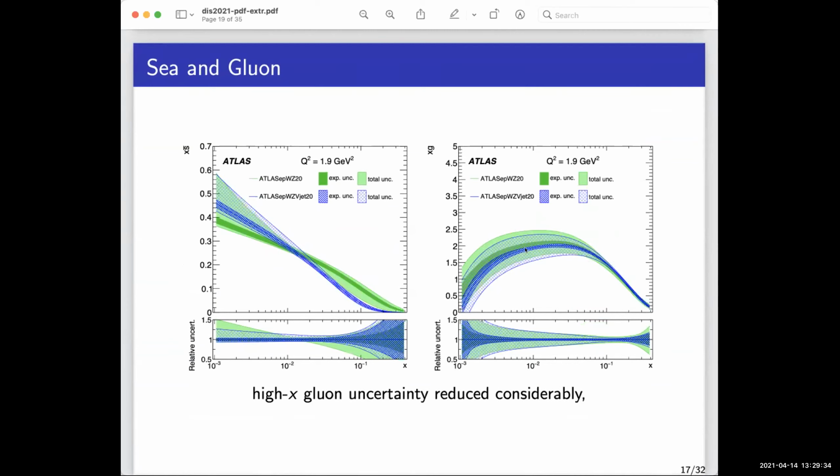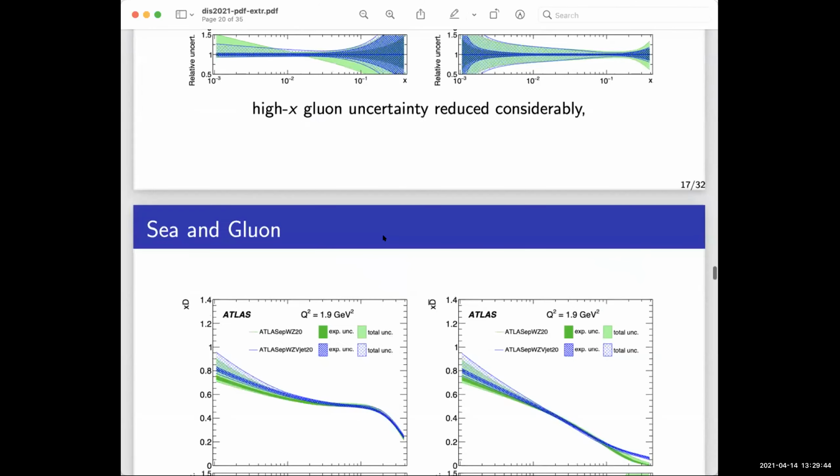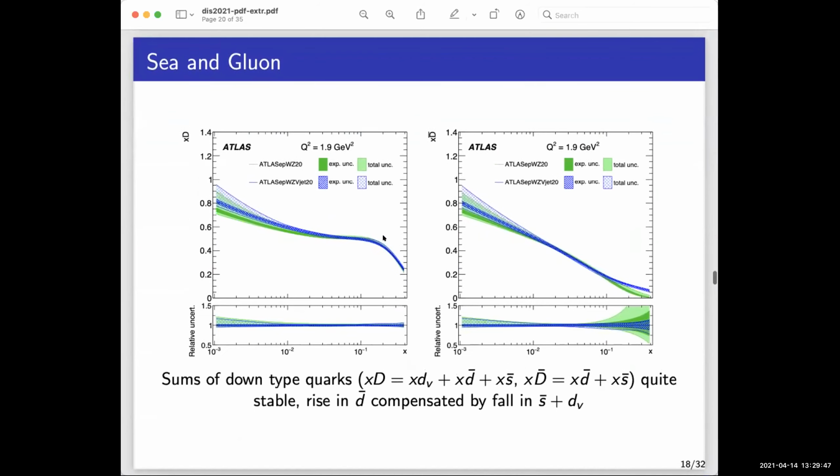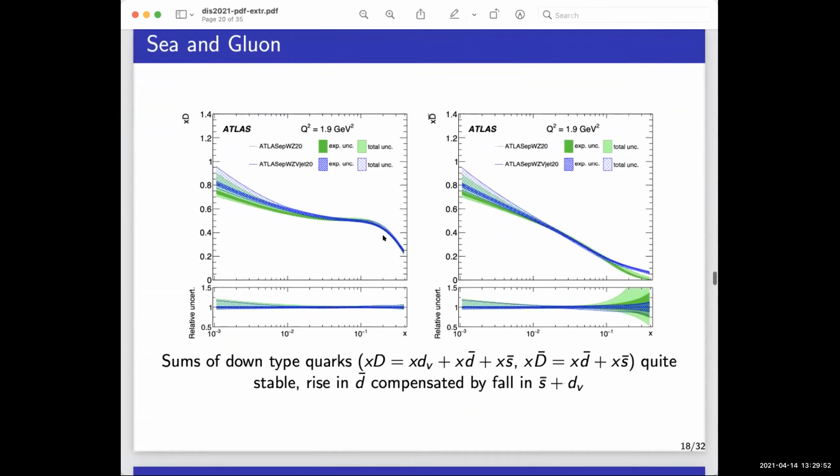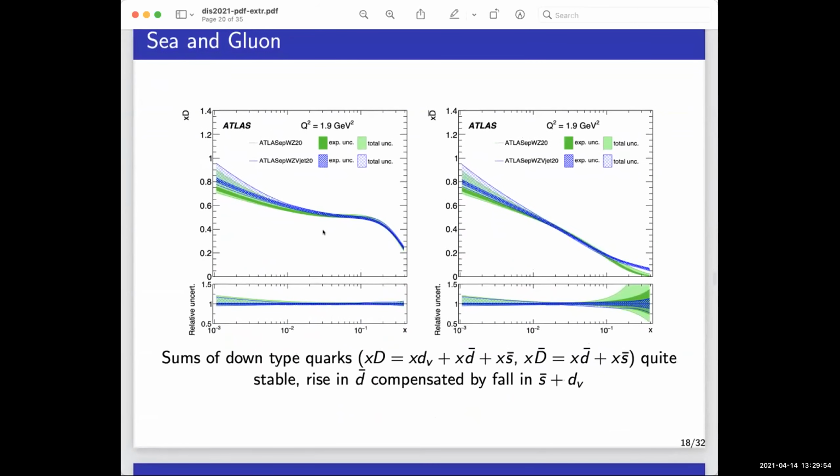And also, if you look at the gluon in this higher X region, it's also reducing, coming from this data. The central value is not as large a shift in general. So this actually is an interesting feature. This fall in the strange and the increase in the up essentially partly compensates. If you look at the sums of the down type quarks, you can see that they're much more similar to each other between the fits with and without WZ jets than the individual components.